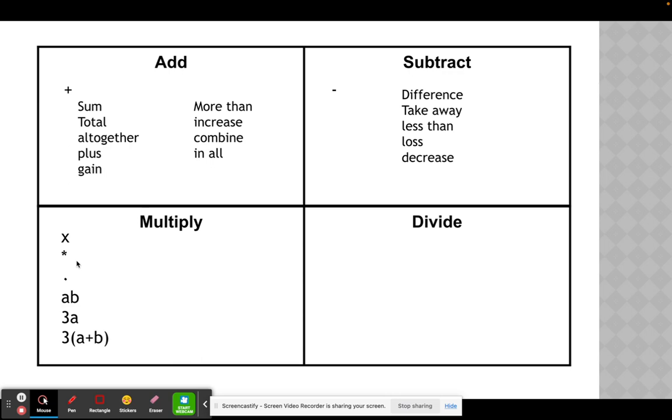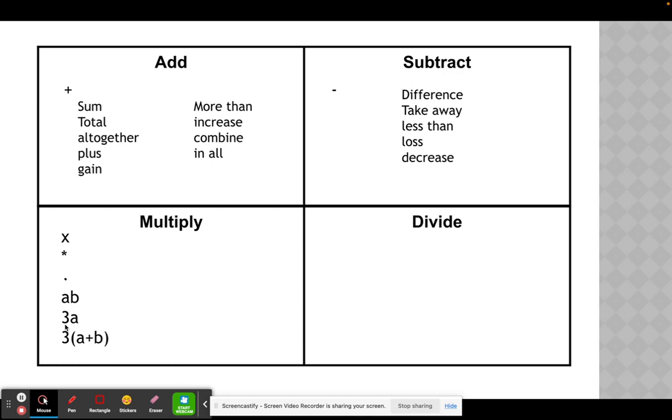Now, multiplication, we have used the X a lot in the past. Sometimes you see the star, especially on calculators, or the dot. In algebra, you'll be seeing more than number and letter, or letter and letter just stuck together. When letters are stuck together, or numbers are stuck to letters, or numbers are attached to parentheses with no sign in between them, that means multiplication. It's an invisible multiplication sign.